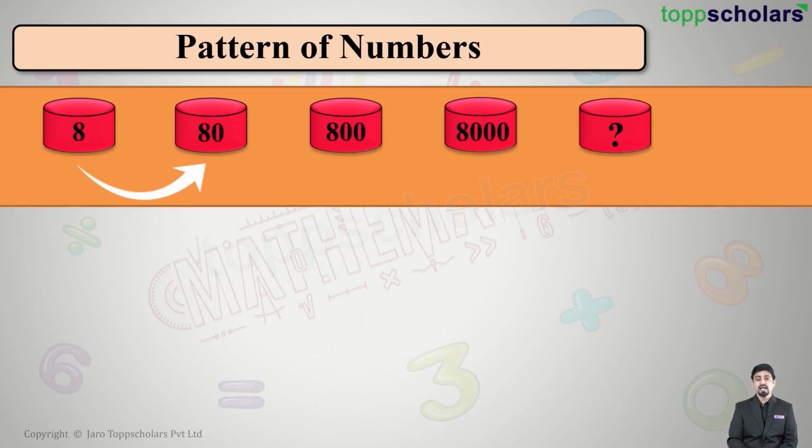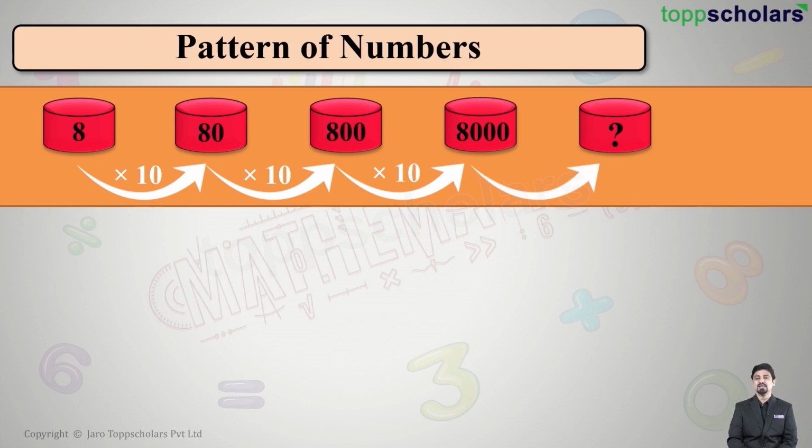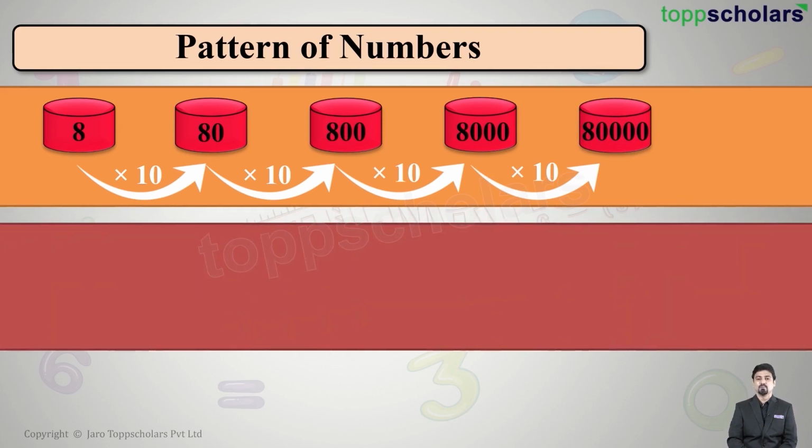So how to do? 8 into 10 will give me 80. So I have to multiply with 10. What should I multiply to 80 to get 800? One more 0. That means I multiplied again with 10. From 800 to 8000, again a 0 has increased. So the rule is to multiply with 10. So 8000 into 10 will give me 80,000. Pattern complete. Great. One more example.